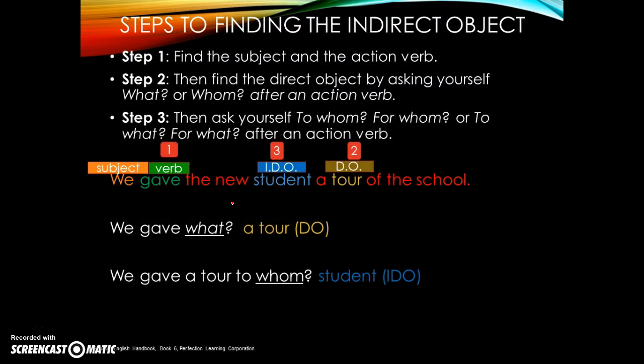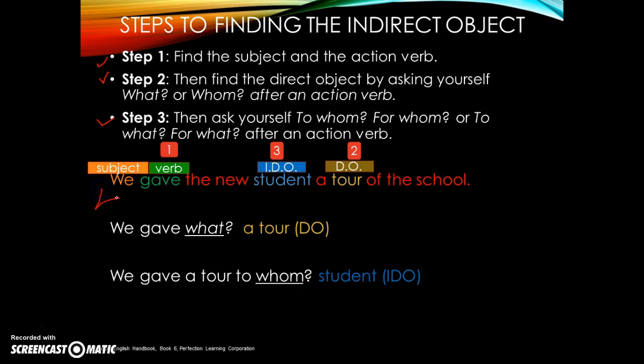So you're going to see there are 3 steps to this, but the first 2 steps are the same. You've already dealt with these when you were identifying direct objects. So step 1 is the same, find the subject and the action verb. Step 2 is then to find the direct object by asking yourself what or whom after an action verb. Now what's different for indirect objects is that you have a 3rd step in which you ask yourself to whom, for whom, or to what or for what after an action verb. So let's put this together and see if it makes more sense.